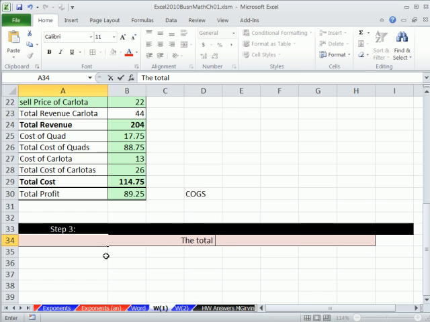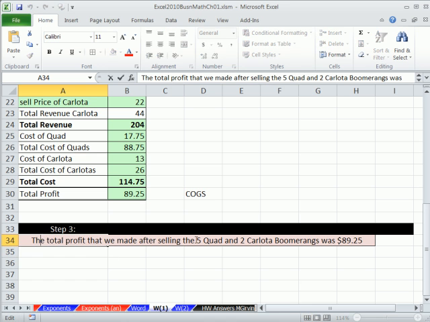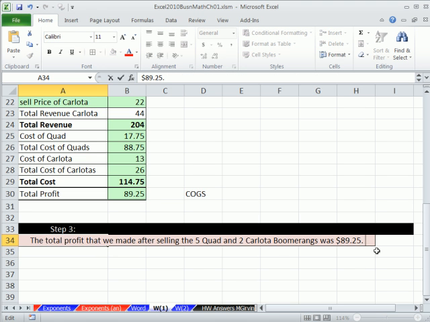the total profit. I'm going to get fancy here. Right, the total profit that we made was, that would be fine. Blah, 89.25. But now I'm going to say the total profit that we made after selling 5 quads and 2 Carlota, Quad and Carlota boomerangs was, and then $89.25. And let me just show you, what if I were to have something more here?